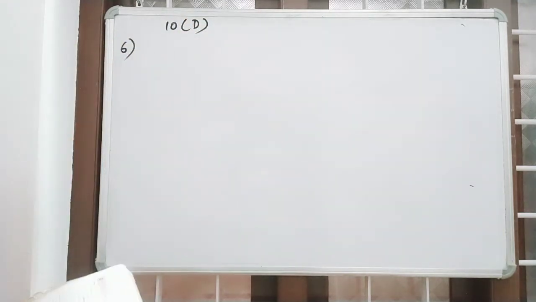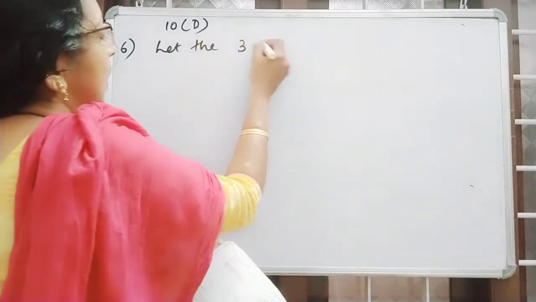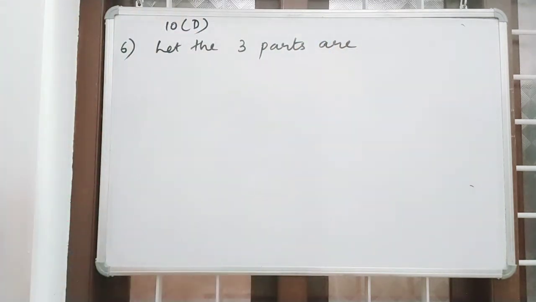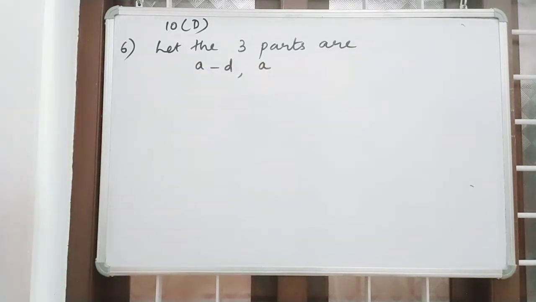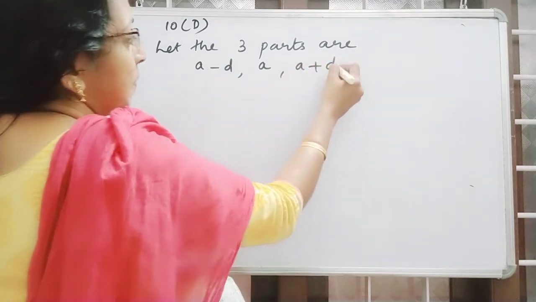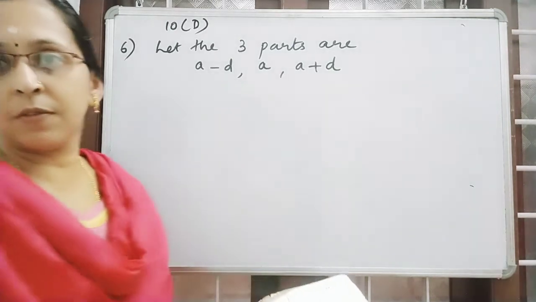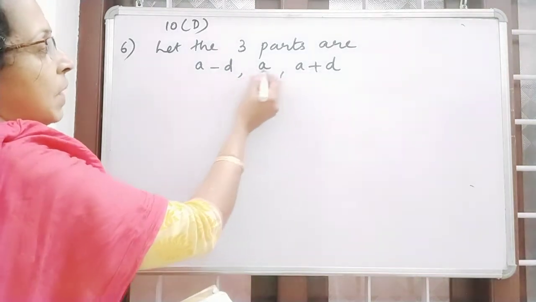So 3 parts means, how can we represent that? Split 207 into 3 parts. So let the 3 parts be what? Let the 3 parts be A minus D, then A, then A plus D. Given, 207 is divided into 3 parts. So which are the 3 parts? A minus D, A, A plus D.